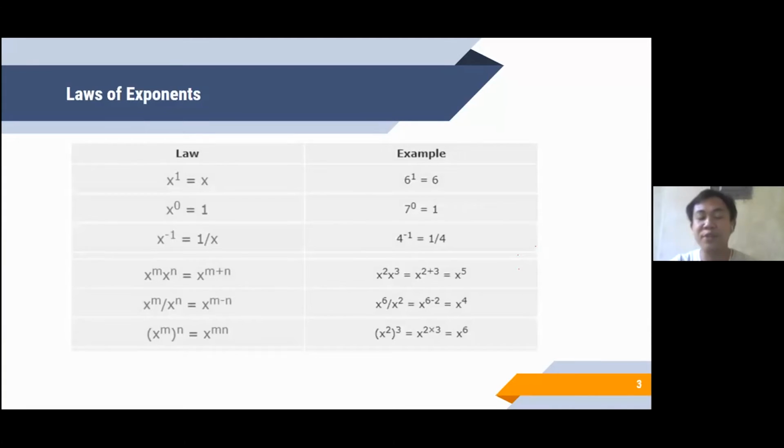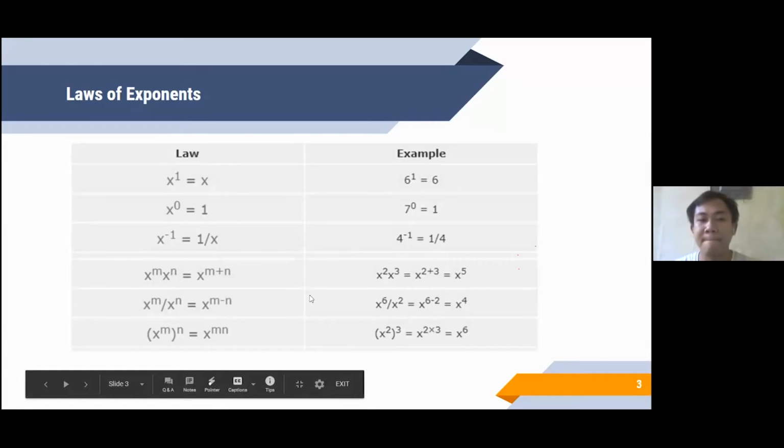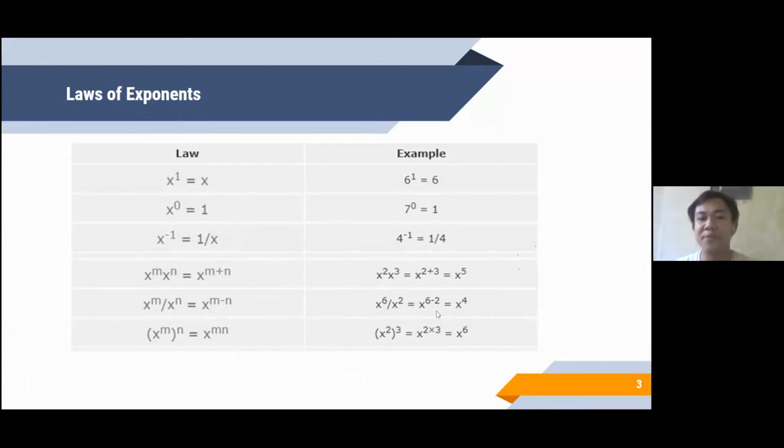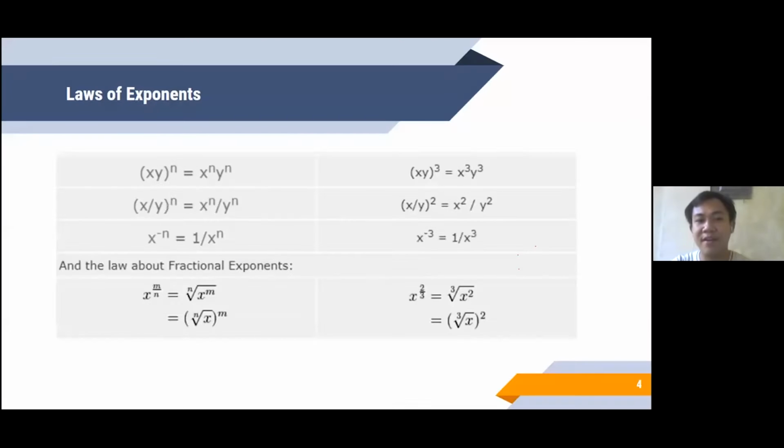So we have here the laws of exponents. These are very simple, and I hope you can follow, and you have read them already. We have x to the 1, x to the 0, and so on and so forth. For example, x raised to negative 1 is just 1 over x. And these are examples from the module, and I think we are okay with that. For example, we have x over here.